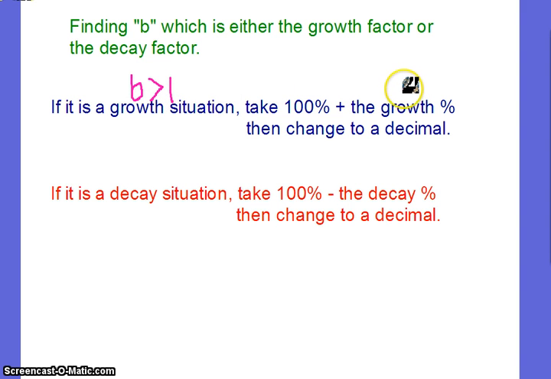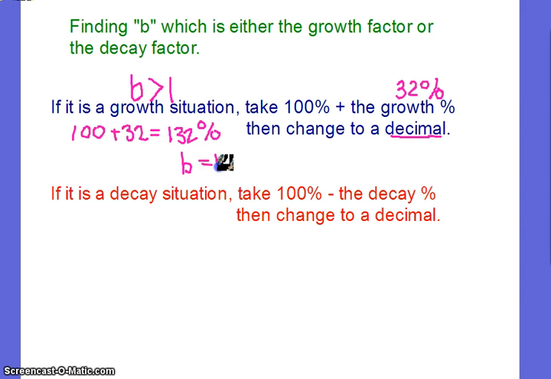So let's say that they tell us that we're growing by a percentage of 32%, then our growth factor is actually going to be 100% plus 32%. And that's actually going to give us 132%. Now, when we put that in the problem, we need to change it to a decimal, and you can do that by moving the decimal place 2 points. 1, 2 would give us a B equal to 1.32.